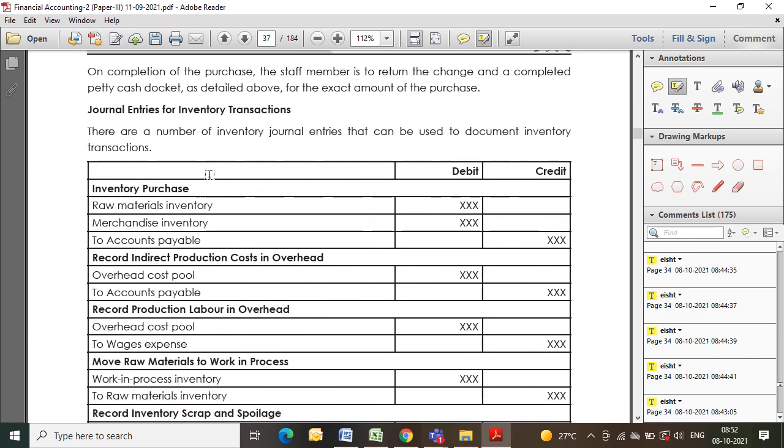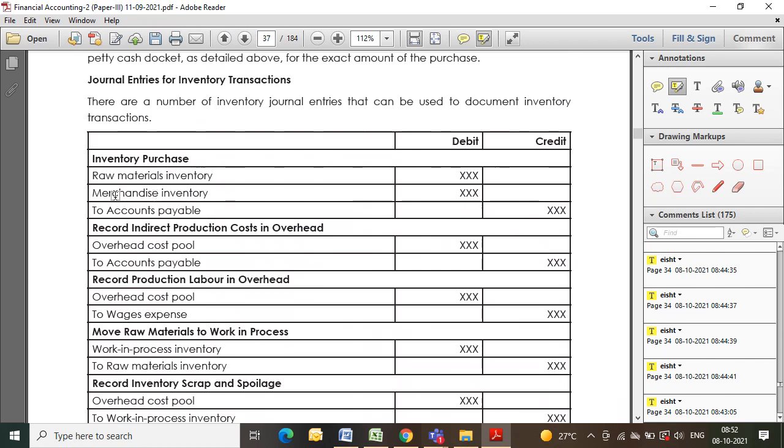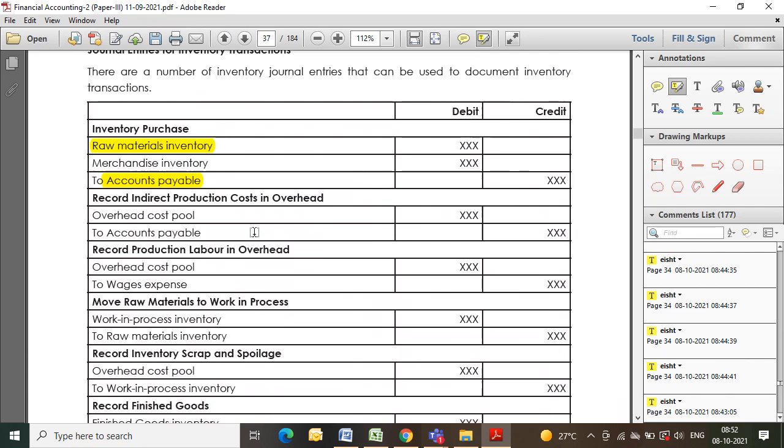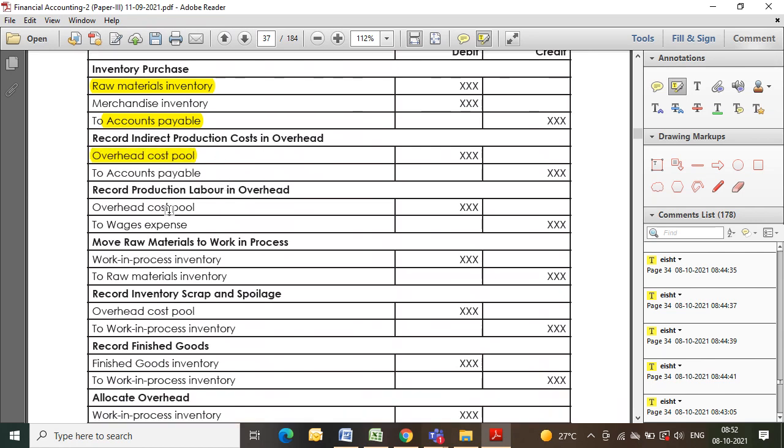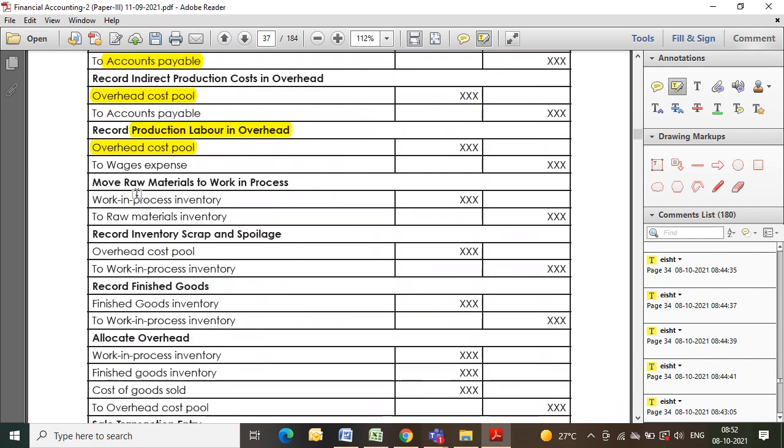So when you purchase an inventory, though this is not financial accounting, this is costing accounting. When you purchase an inventory, you debit raw materials and you credit your supplier. When you book the cost, from accounts payable it goes to overhead. When you book the production labor in overhead, you book into overhead cost and clear the wage. Similarly, raw material goes into work in progress, so raw material is credited and work in progress is debited.